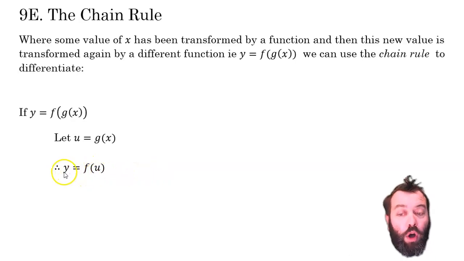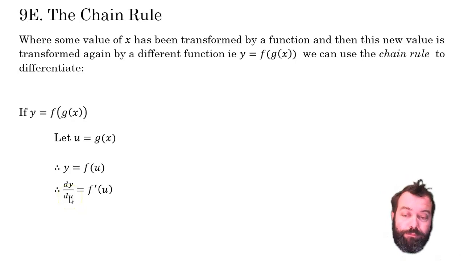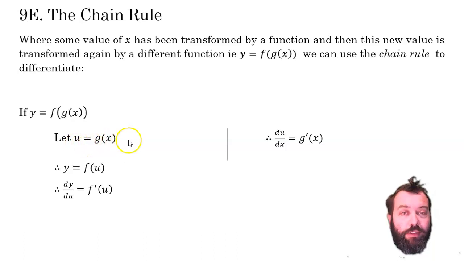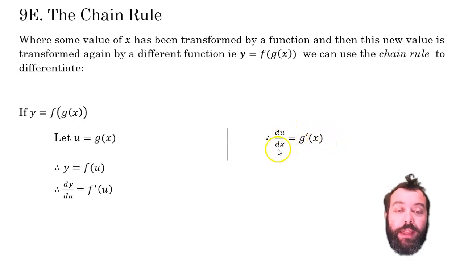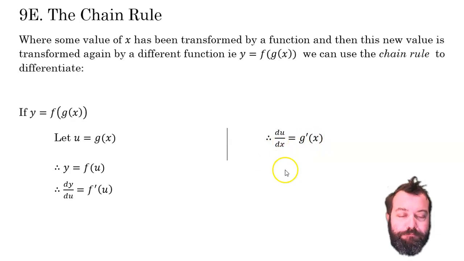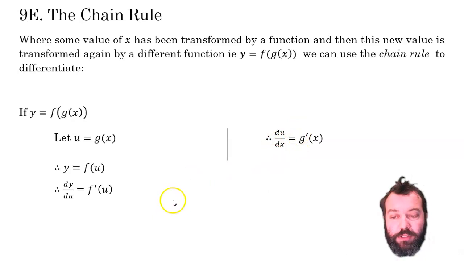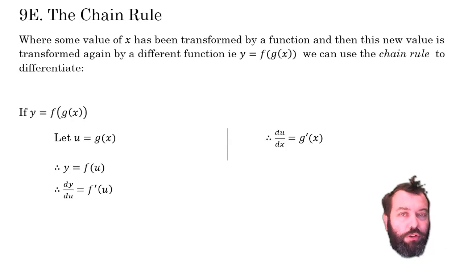Then I differentiate y with respect to u. Not with respect to x, but with respect to u. So it's dy on du this time. Then we also differentiate the substitution. Our substitution is a function of x, so we differentiate u with respect to x to get g prime x. And then we multiply those together: du on dx times dy on du. It's not exactly, but it's a bit like the du's cancel out, and I'm left with dy on dx.